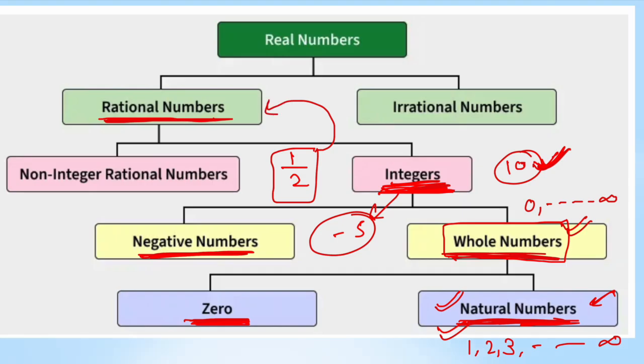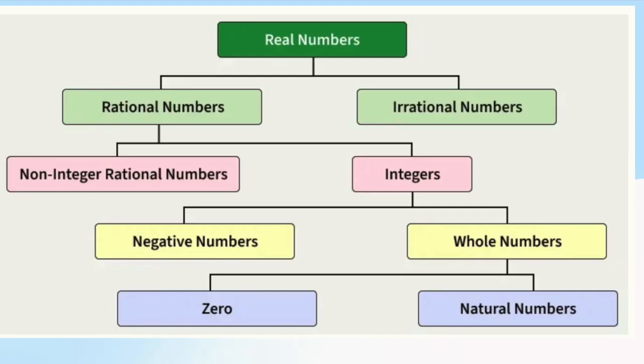Later we will come to know that rational numbers can be written in p by q format, where p and q are integers. We will learn all these things later. For now, we are just defining what all these things are. Clear? What are irrational numbers now?